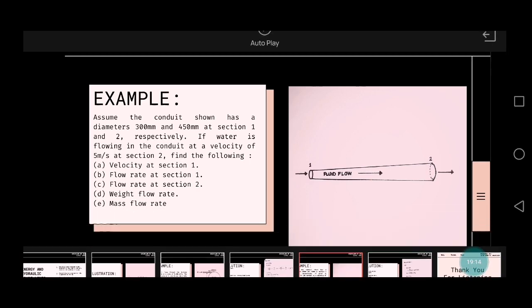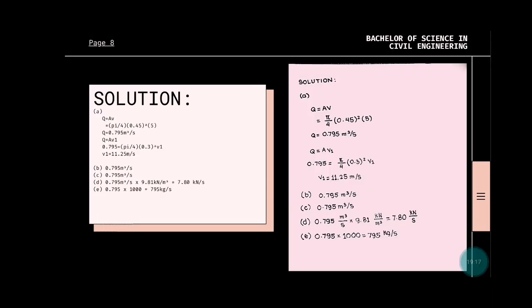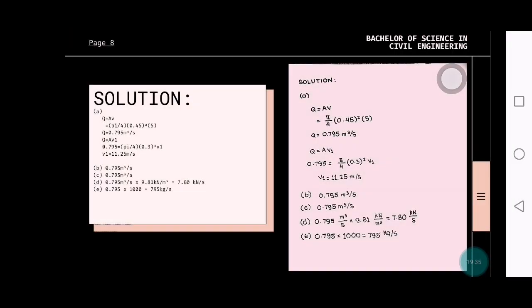So letter E is the mass flow rate. 0.795 times 1000 is equals to 795 kilogram per second. The letter D is the mass flow rate. So what is the formula? Mass flow rate is equals to rho times Q, where rho is the mass density in kilogram per meter cube or slugs per feet cube.